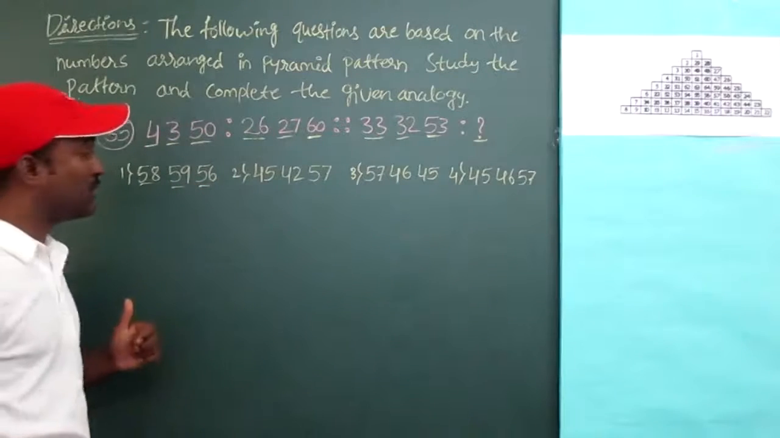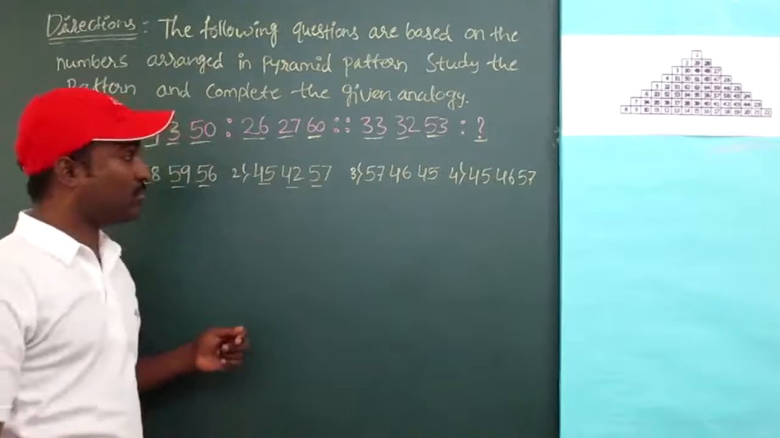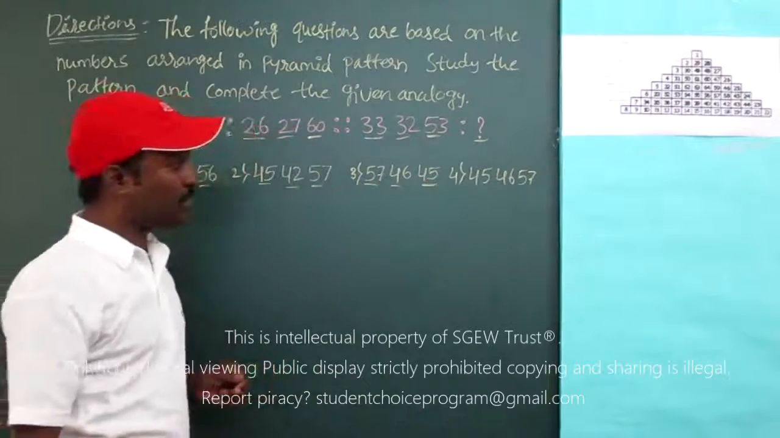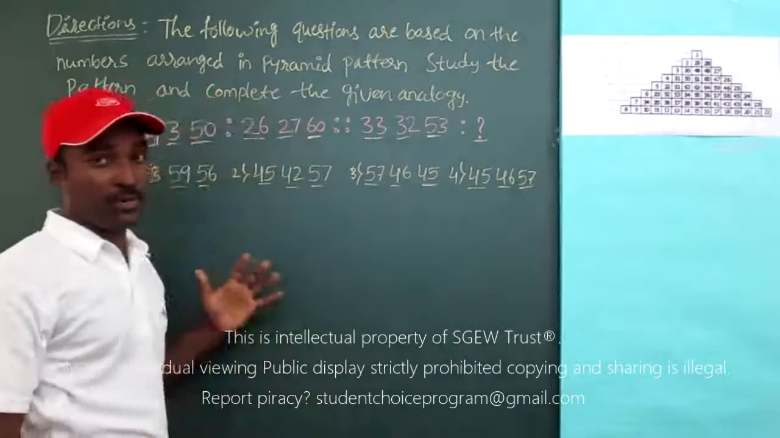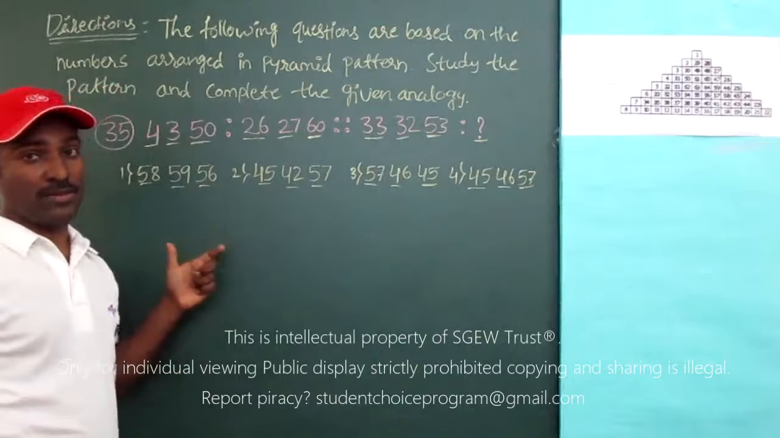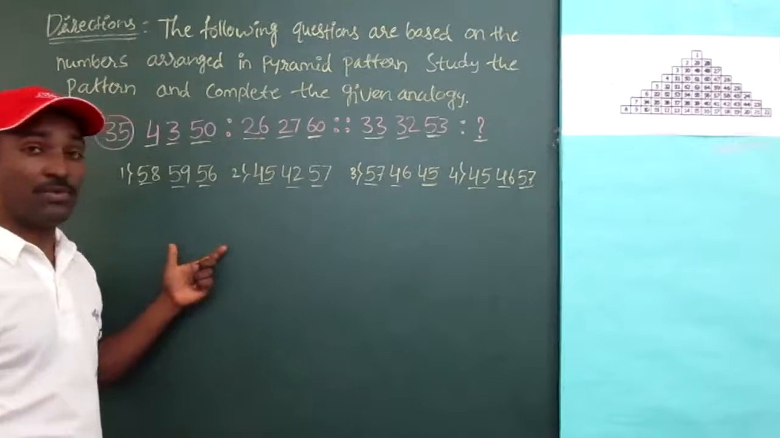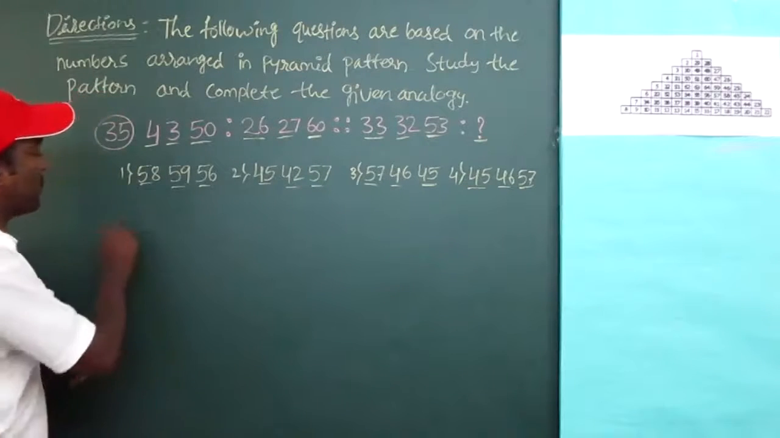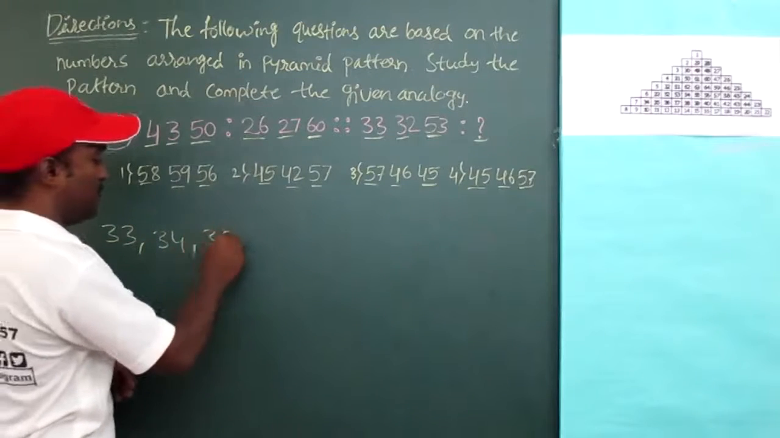This is the first option. Second option is 45, 42, 57. Third option is 57, 46, 45. Fourth option is 45, 46, 57. So these are the given 4 options. The same analogy that was explained in the previous example is used here. We solved problem number 33, 34 and this is 35.